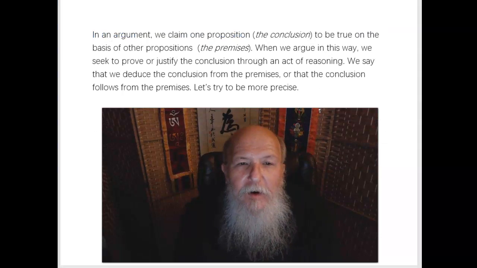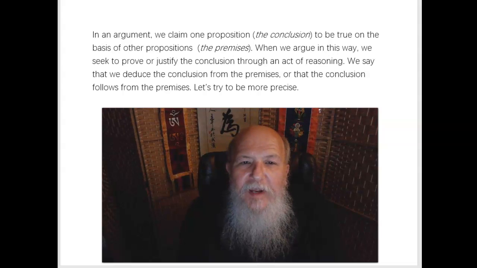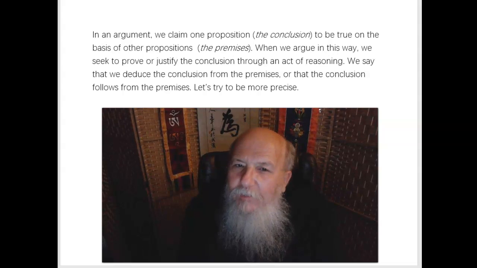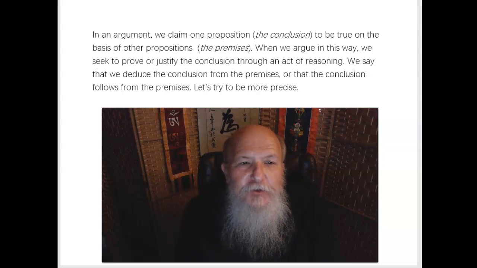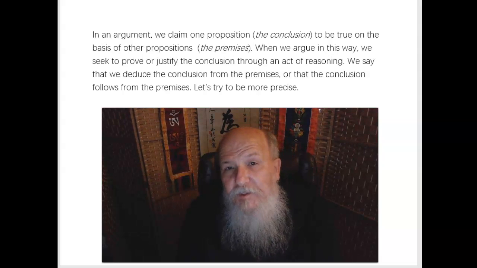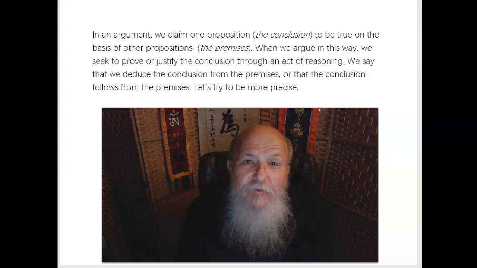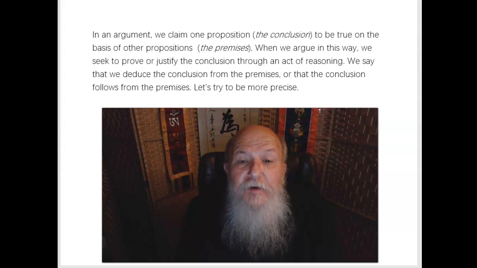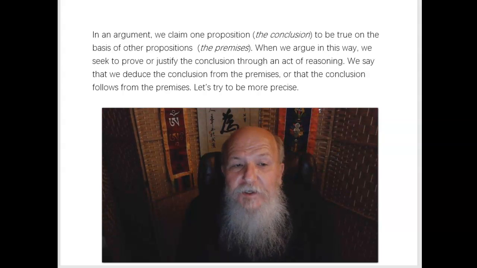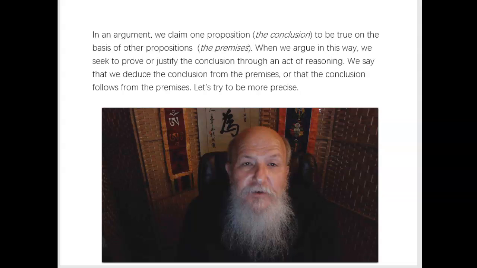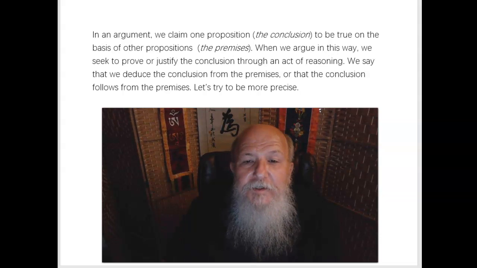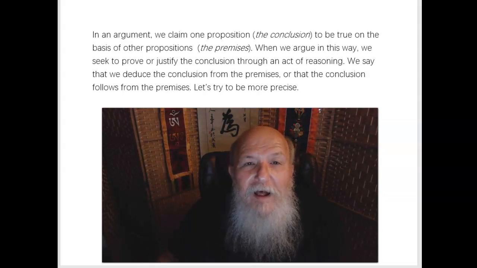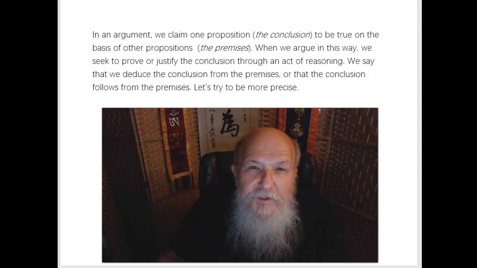In thinking about arguments, we thought about the idea that we claim one proposition, the conclusion, to be true on the basis of other propositions known as the premises, which provide evidence for the conclusion. When we argue in this way, we seek to prove or justify the conclusion through an act of reasoning. We say that we deduce the conclusion from the premises, or that the conclusion follows from the premises. Let's try to be more precise about that now.